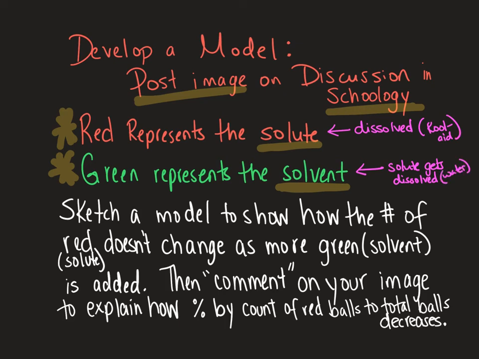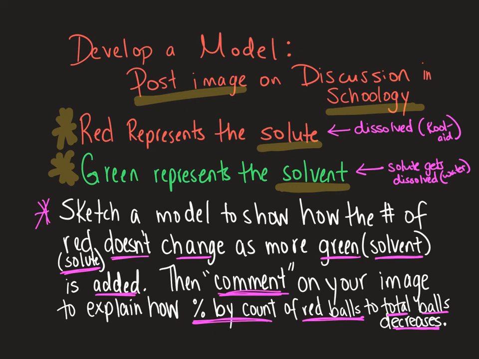So what you're going to do is, just like on the previous slide, where I showed a beginning and what each of the components looks like, and then I showed the end, you're going to do something kind of similar. You're going to sketch a model to show how the number of the solute doesn't change as you add more green solvent being added to it. And then you can comment on your image to explain how the percentage by count of red balls to total balls decreases. Okay, so come back to this.